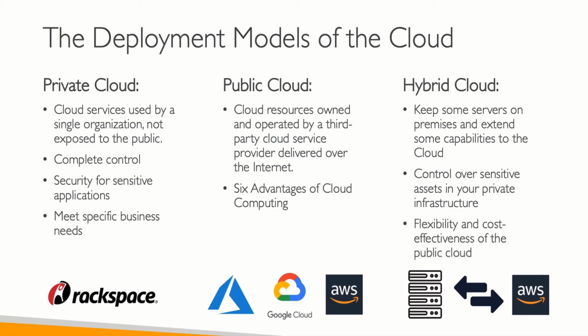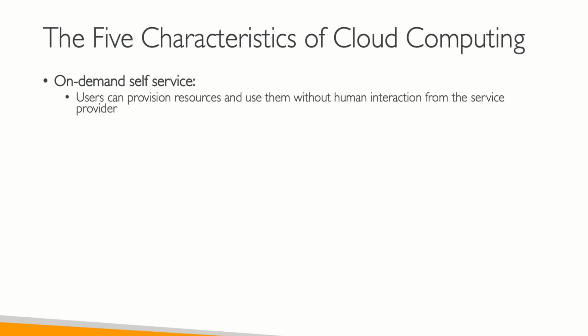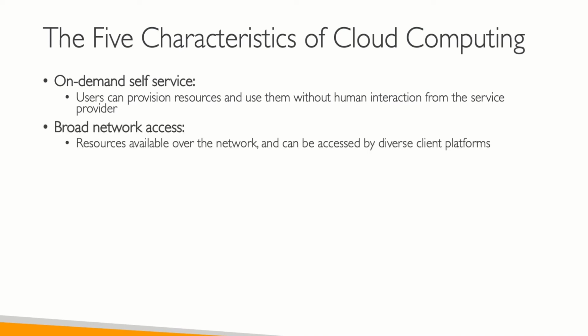Now, 5 characteristics of cloud computing. The first one is that it's fully on demand and self-service. Users, and we'll see this in this course, will be able to provision resources and use them without having anyone from AWS intervene. Then we'll be having access to a broad network. The resources will be available over the network, and they can be accessed in diverse ways, as we'll see in this course.